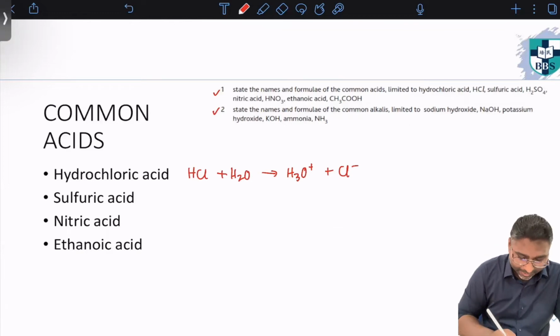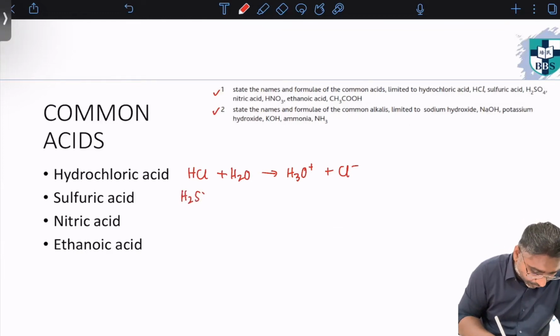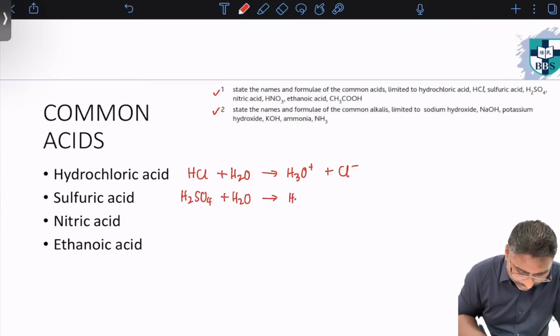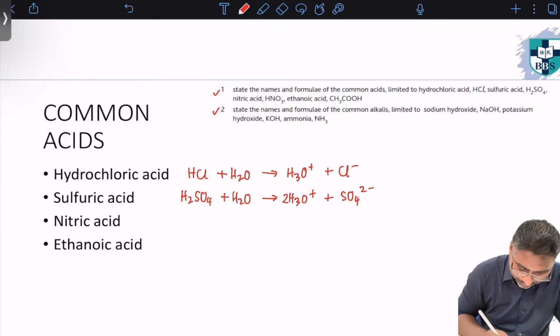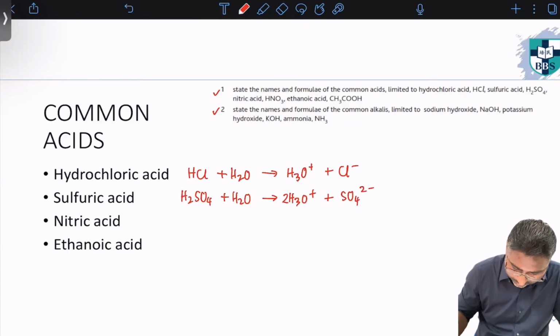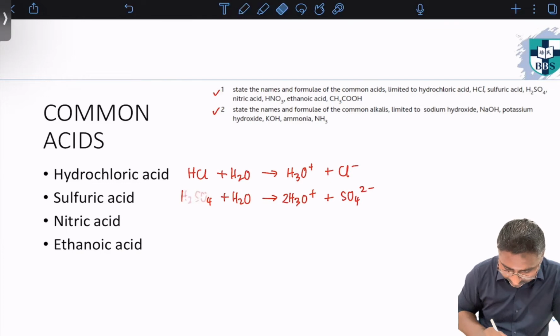And then sulfuric acid, H2SO4. If I react it with H2O, it is going to give you H3O plus and SO4 2 minus, so there is a 2 here. I think it is better not to write it all out, it is going to be more complicated. I'll just write the common one first for the H2SO4.